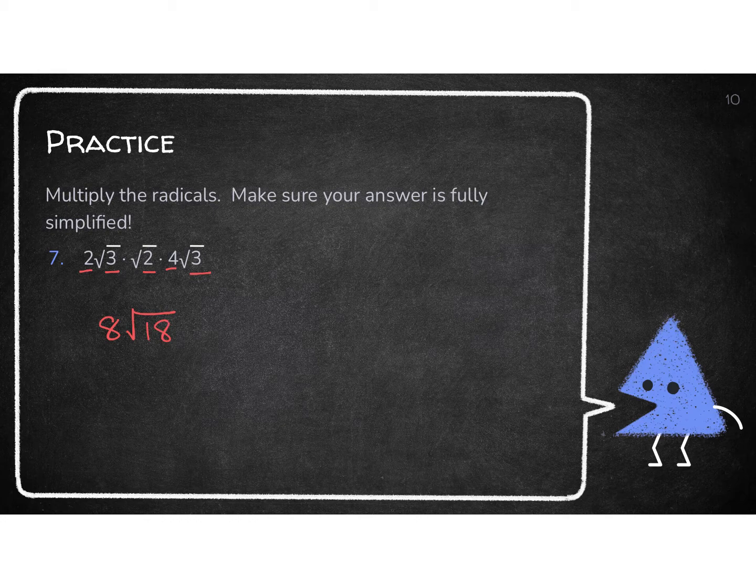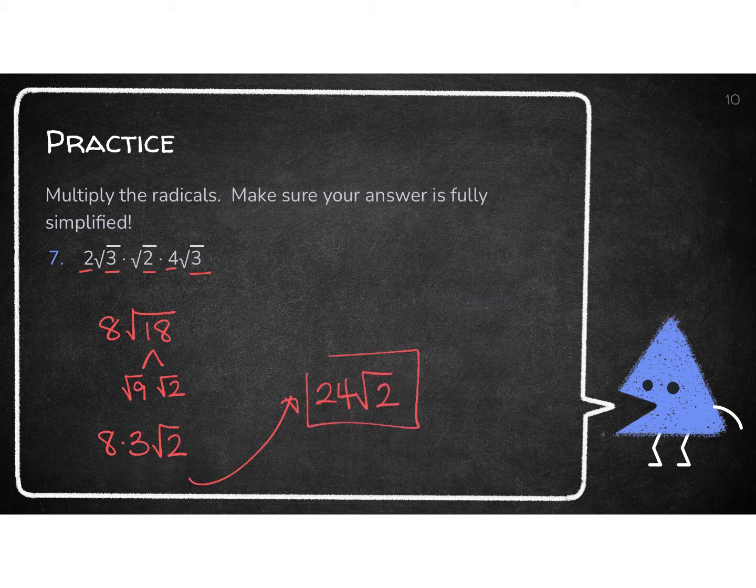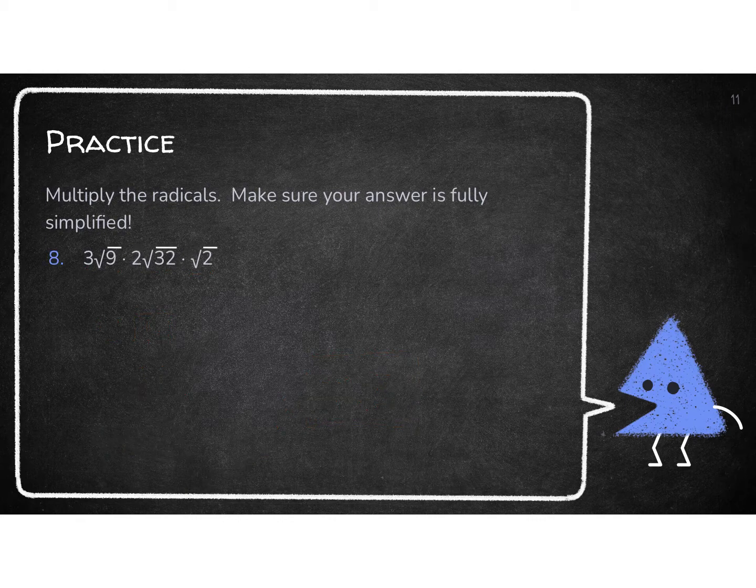So now I need to see, can I simplify 18? In this situation, I can. I have square root of 9 and square root of 2. So I'm going to have 8. Square root of 9 is going to give me 3 square root of 2. So now your final step, 8 times 3, is going to be 24 square root of 2.